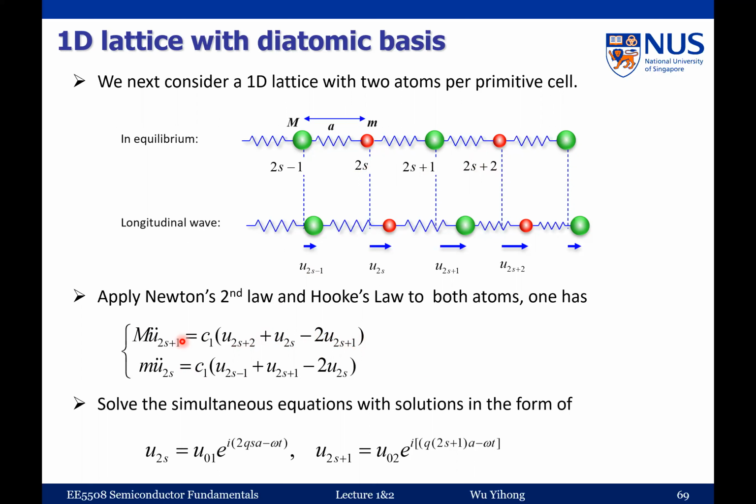Again, to solve these two equations, we need to find a solution in this specific form due to the periodicity of the lattice. This is very similar to the monatomic chain case, so I will not explain further. For 2s, you have 2sqa, basically 2sa is the distance from the reference. For 2s plus 1, you have (2s plus 1)qa, so (2s plus 1)a is the distance of this atom from the reference. Once we solve the equations with the solution in this form, we can ensure the periodicity of this lattice vibration. So now we substitute u_2s and u_2s+1 into these two equations.